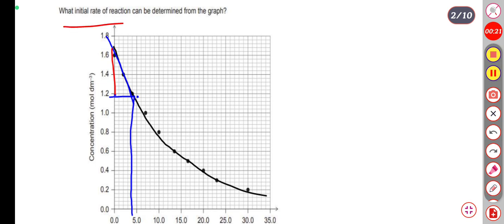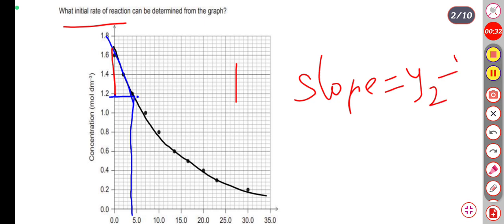So time t is equal to 0. What would be the rate of the reaction? You just have to find out the slope, which is y2 minus y1 divided by x2 minus x1. So draw a tangent on the line that they have given.